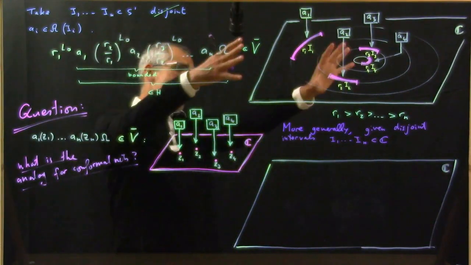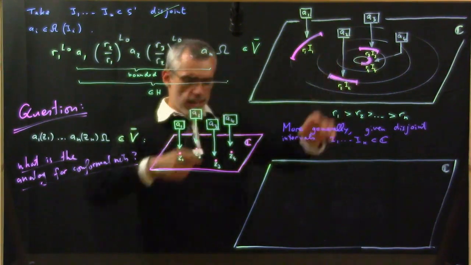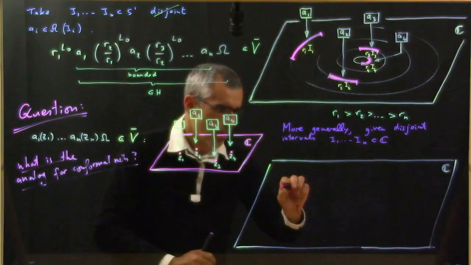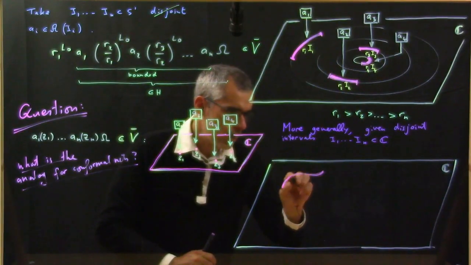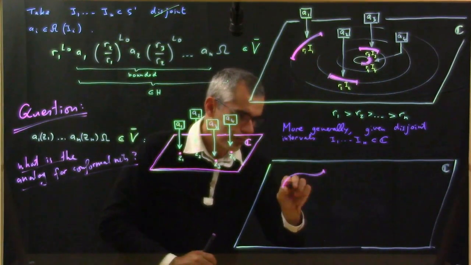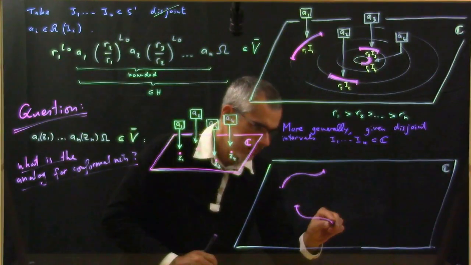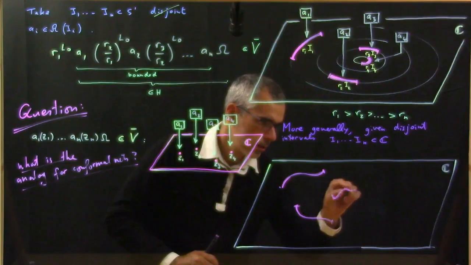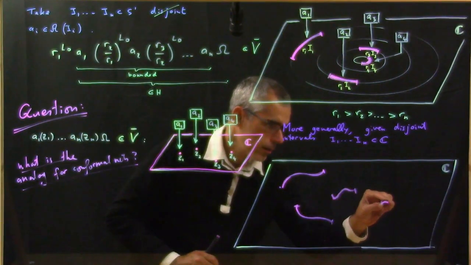not necessarily arranged along these concentric circles. So just some random embedded intervals into the complex plane. So here's one of them, and here's another one. Let's see, here's one. There.